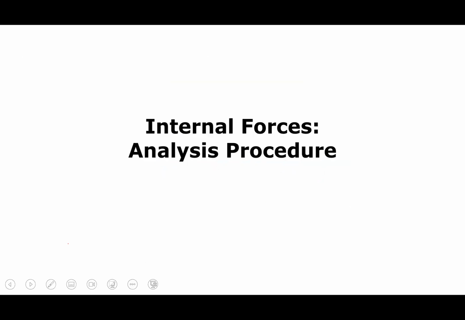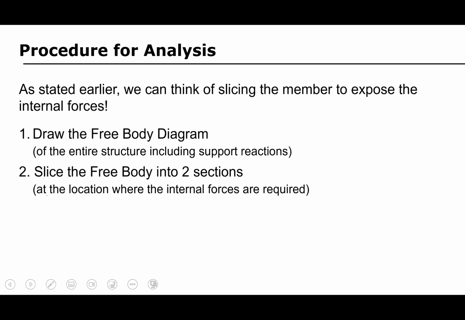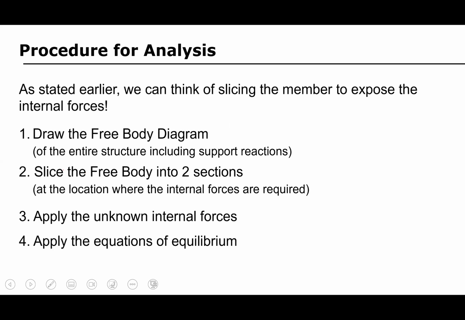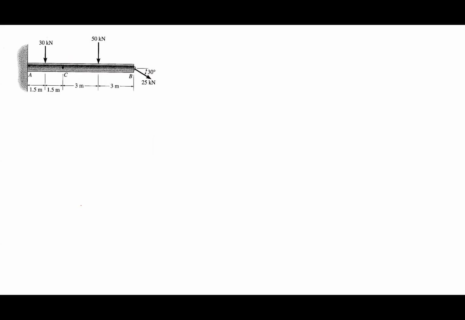How are we going to analyze? What is the procedure for finding our internal forces? Again, easy steps. Follow the steps and you're not going to make any mistake. First step, draw the free body diagram, and the first important part of that is to find your support reactions. Second, slice your free body into two sections at the point where you want to find internal forces. Apply your internal forces using the sign convention that we had. Add your equilibrium formulas, and then solve for your unknowns. That's it. All set. We're going to go for a very fast example.